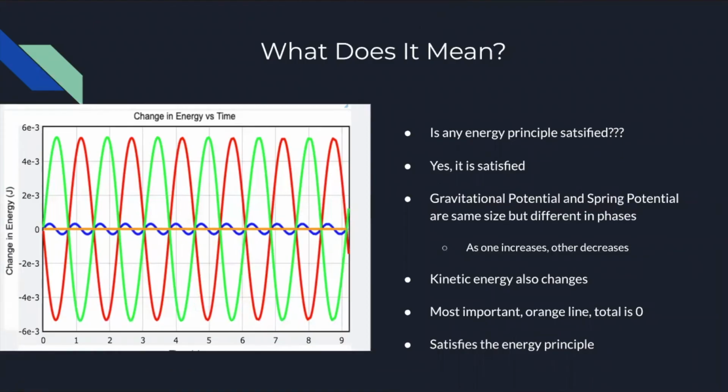So what does it mean? Is the energy principle satisfied? Yes, I would say that it is satisfied. Looking at this graph, we see that our gravitational potential and spring potential energy are the same size, but they're in different phases. As one is decreasing, the other is increasing. The kinetic energy also changes. It goes from increasing to decreasing, positive to negative. But most importantly, looking at our total energy, it is 0 across. And this satisfies the energy principle that the change in energy will always be 0.